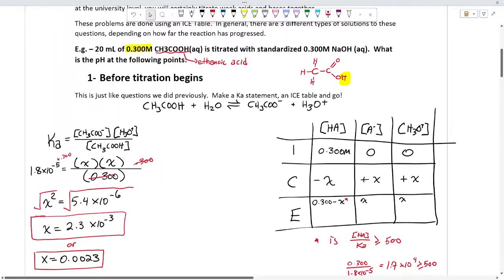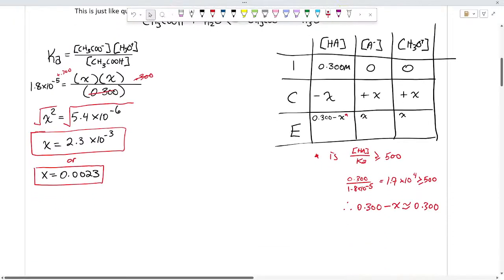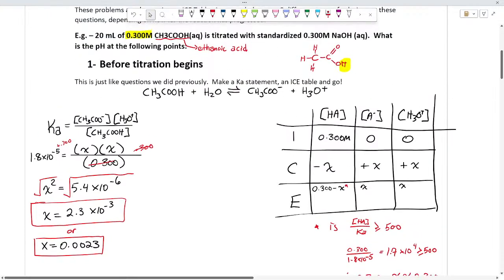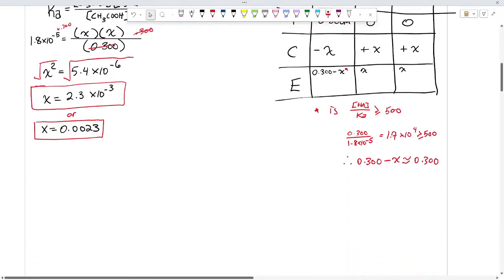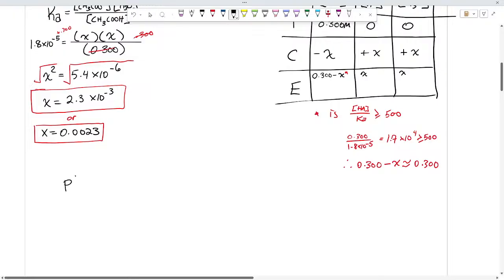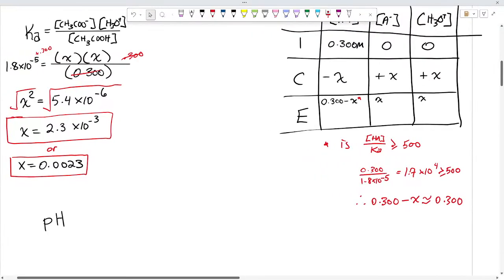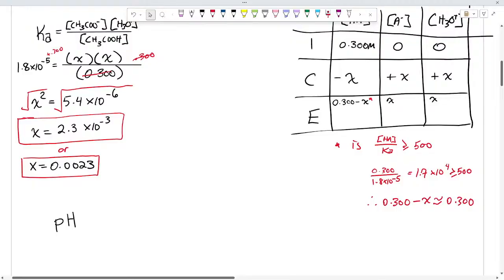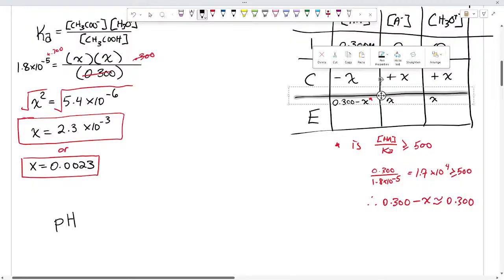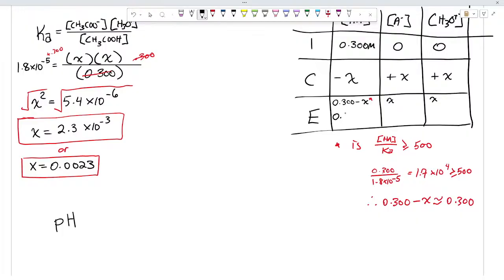Okay, so before we titrate, that would be our concentrations. What would the pH of the solution be then? How do you calculate pH? Well, we could fill this in. We know that 3.00 minus 0.0023 would actually be 0.298, right? Does that make sense? So that does change a little bit, not enough that it's going to change our math. And this is 0.0023, and this is 0.0023.